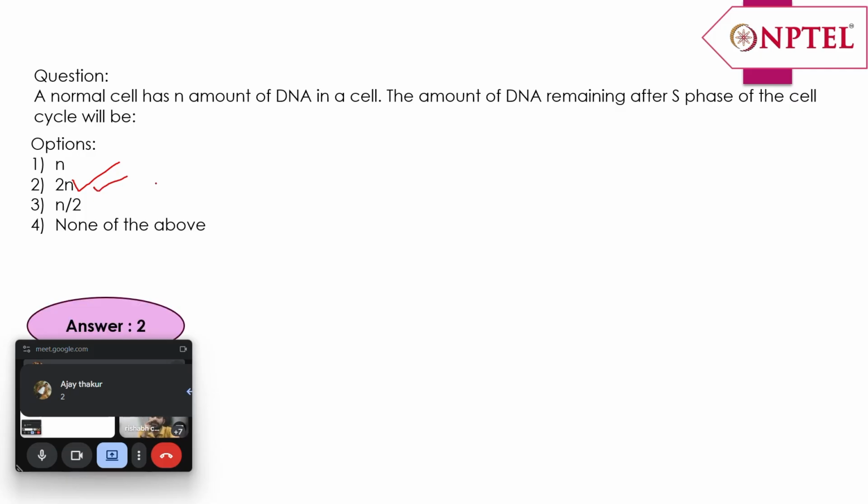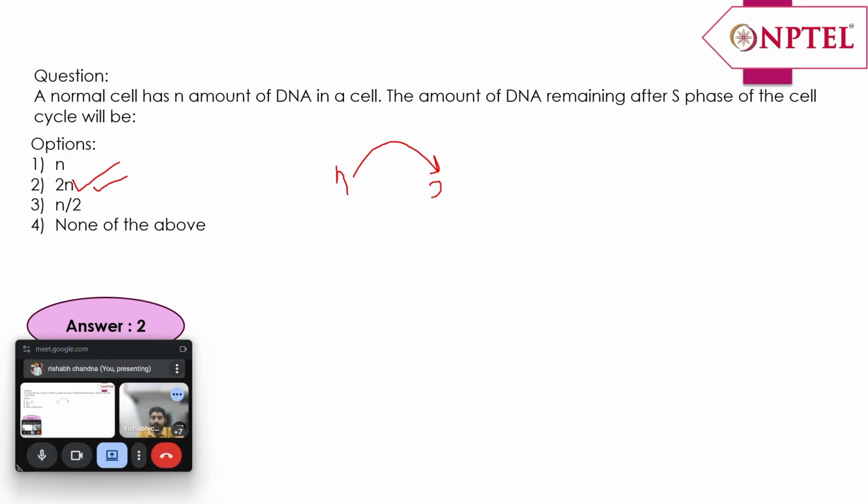So yes, the correct answer is option 2. If we have n number of DNA molecules in a cell and the DNA is replicated, the number of molecules would be increased, because the DNA is now two molecules. So in the S phase, the DNA amount becomes from n to 2n. Okay, so the correct answer is option 2.